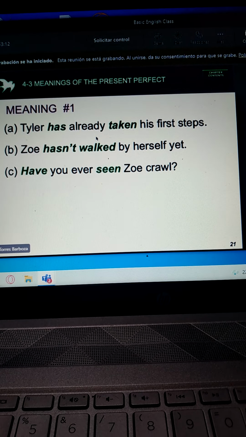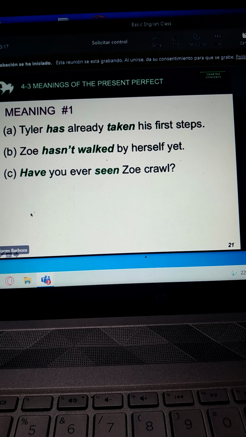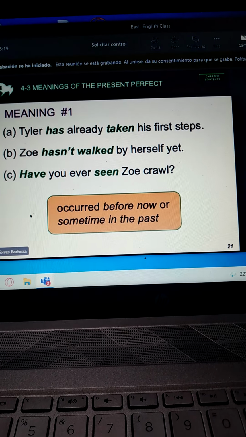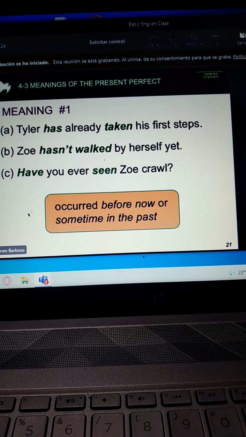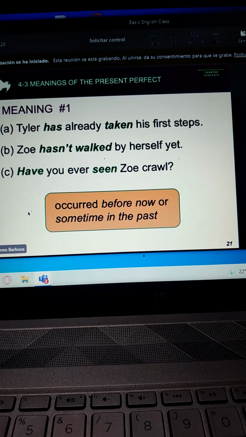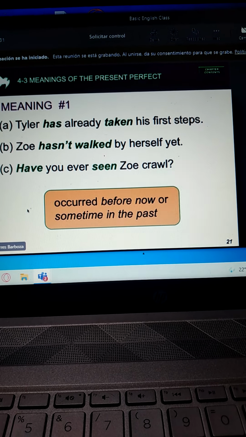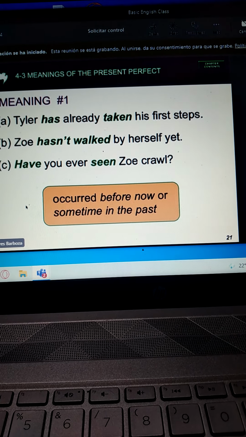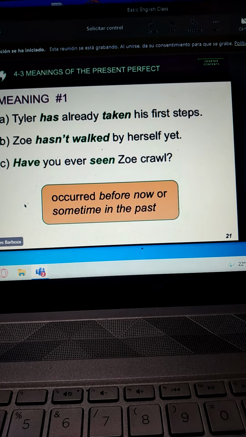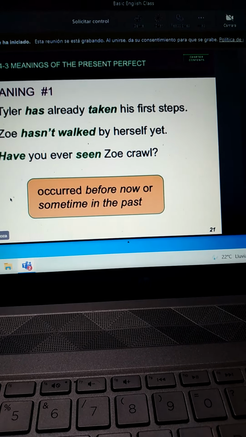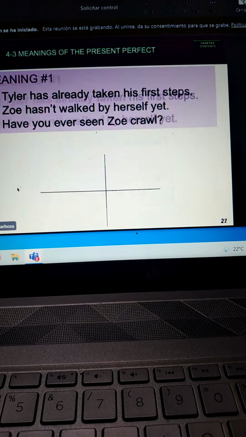Have you ever seen Sue crawl? Crawl means gatear. It occurred before now or sometime in the past. Remember the graphic I told you about the other day, the timeline: the past, the present, and the future. In this case, something occurred before now or sometime in the past. That's meaning number one.